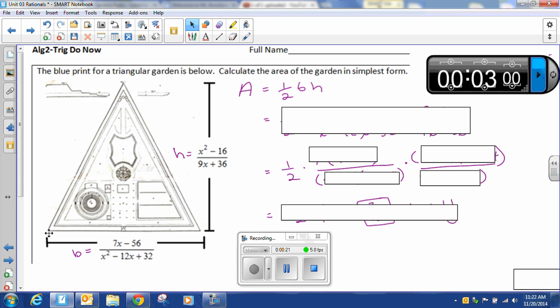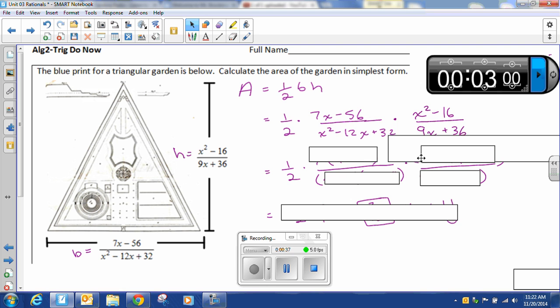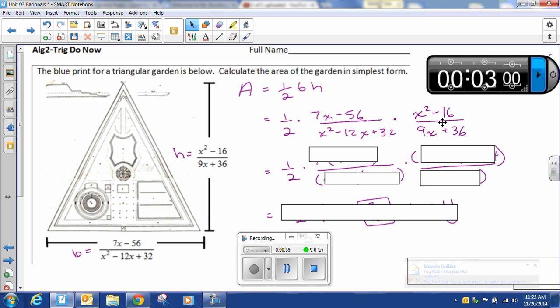Lucky for us, we know what the base is because it's been labeled as this rational expression, and the height is labeled as this rational expression. So we basically need to substitute h and b in for the base and the height in the area formula. So we are multiplying rational expressions. So let's go ahead and take a look.